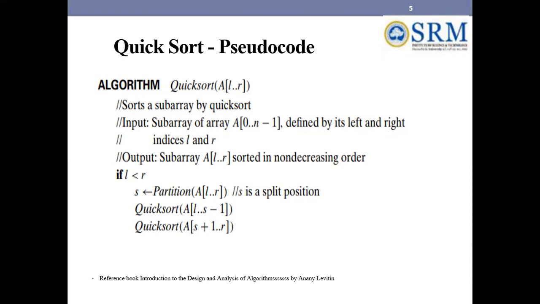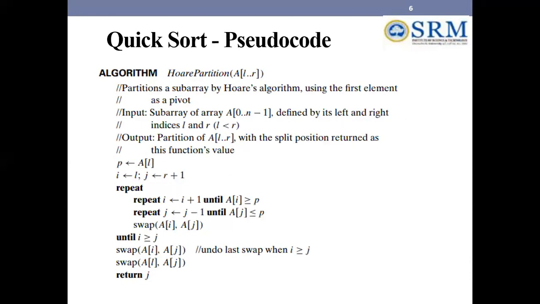And we will see how to find the split point. How to find the split point, that's the partition algorithm. See, this is the partition algorithm. This is the algorithm given by author Anany Levitin in the textbook Introduction to the Design and Analysis of Algorithms. This is a standard pseudocode for QuickSort. So this is the partition algorithm, which gives the location of the pivot element, that is the split point. So how does it work?